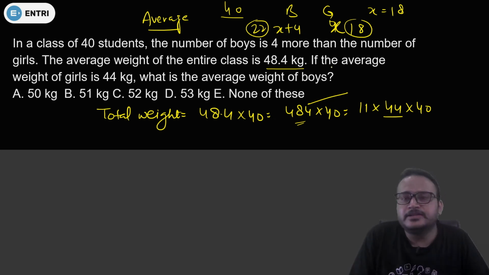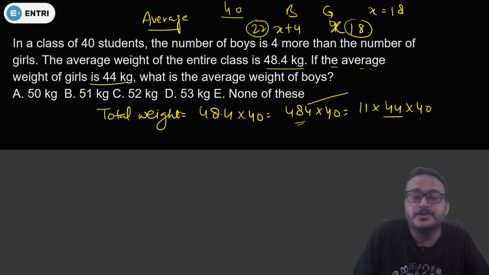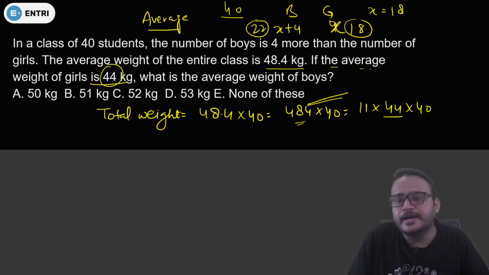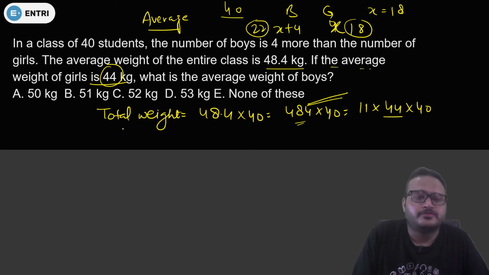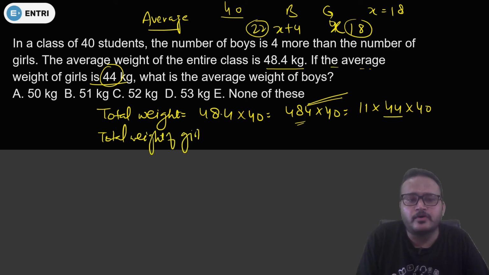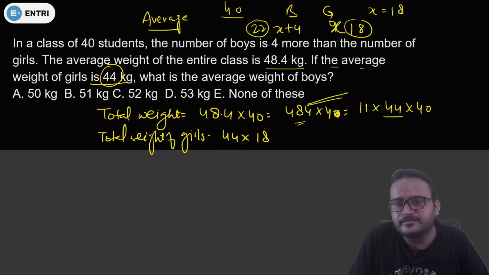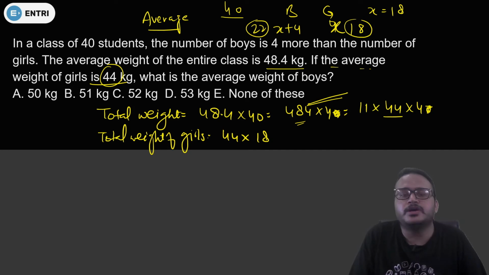So guys, what is in the next line? The average weight of the girls is 44 kg. So here is the 44. That's why I divided 484 as a multiple of 44. So if the average weight of girls is 44, then the total weight of girls will obviously be 44 multiplied by the number of girls, that we have 18. Obviously here the 0 will not be there, because 48.4 multiplied by 40 will become 484 multiplied by 4, that is 11 multiplied by 4 multiplied by 4.